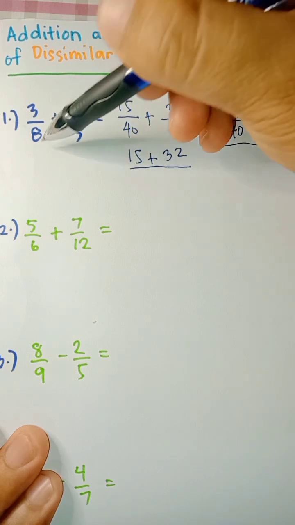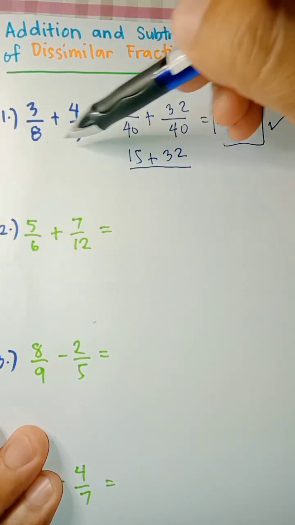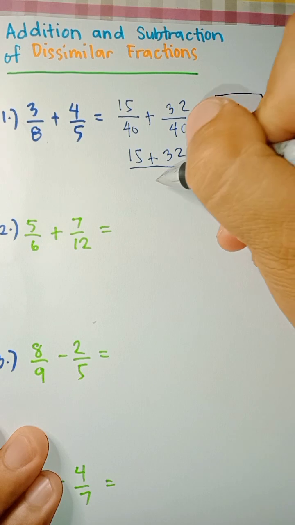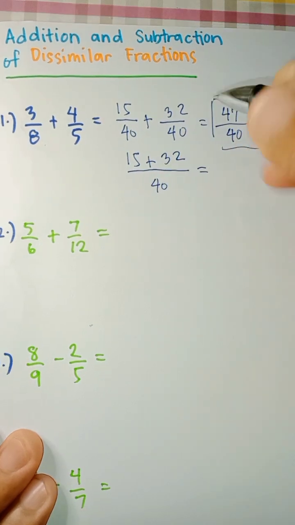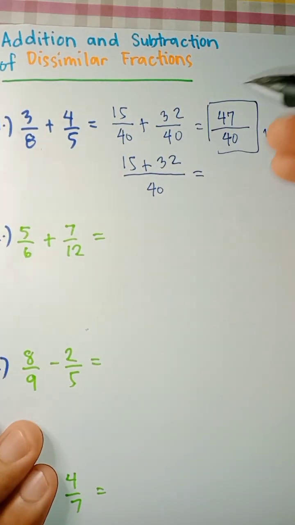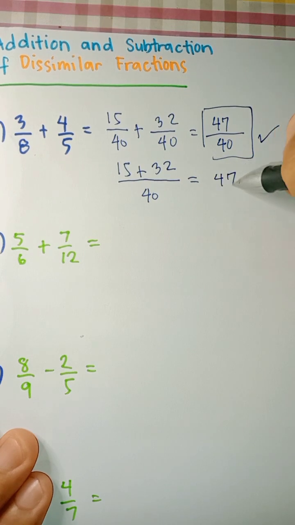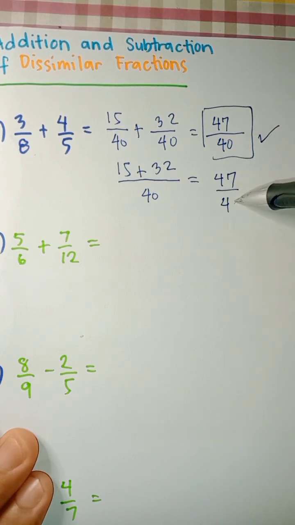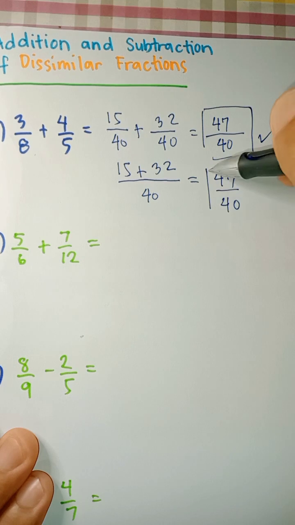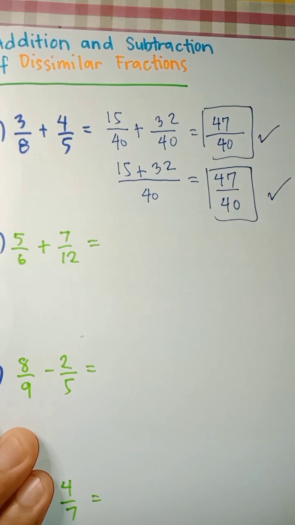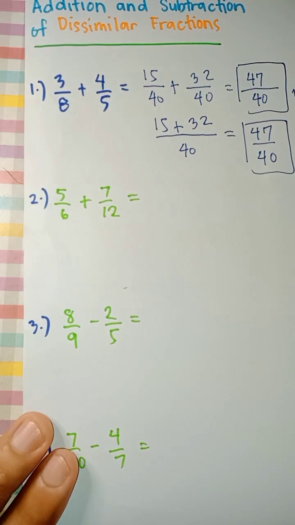Alright. Then multiply these denominators, 8 times 5. So 8 times 5 is 40. Now 15 plus 32 is 47. And copy the denominator, which is 40. Now, the method here and the method here have the same result. Okay, let's proceed to number 2.